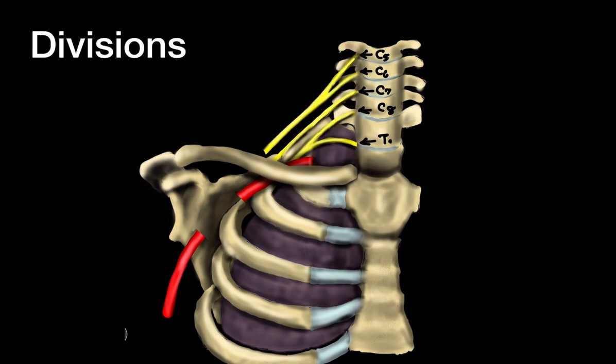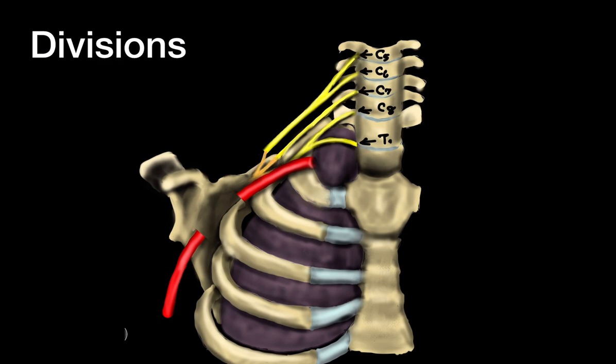Now let us see about the divisions of the brachial plexus. That is the next step in the formation. Just behind the clavicle, that is when it is in the cervicoaxillary canal, each trunk divides into anterior and posterior divisions. The anterior divisions will supply the anterior aspect of the upper limb, whereas the posterior divisions will supply the posterior aspect of the upper limb.